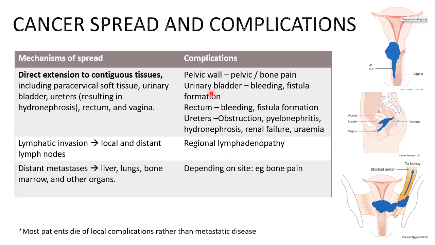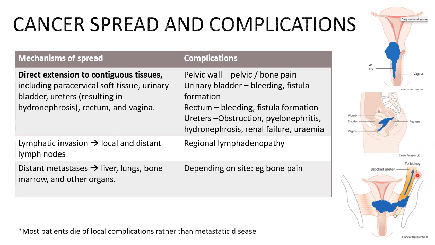So what can it cause? If it involves the pelvic wall, then the patient can present with pelvic or bone pain. Involvement of the urinary bladder can lead to bleeding or fistula formation, even though uncommon. Rectum is the same, can have fistula formation and bleeding. And involvement of the ureter is very important because it can cause obstruction of the urinary flow, and then patients can get problems such as pyelonephritis, infection of the kidney.